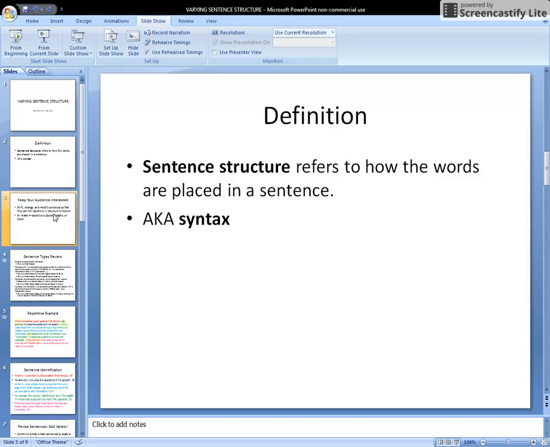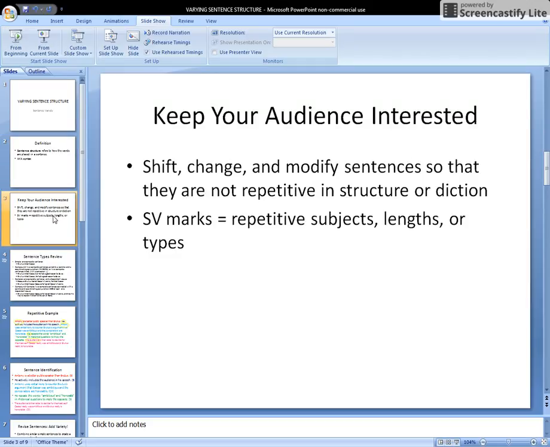So just like diction is important in your writing, so is sentence variety. You want to keep your audience interested, so you should shift and change and modify your sentences. Sentences that are marked with sentence variety, or SV, often repeat subjects, lengths, or even types. It'll take some practice and lots of revisions, but you'll get the hang of it and improve your writing style.